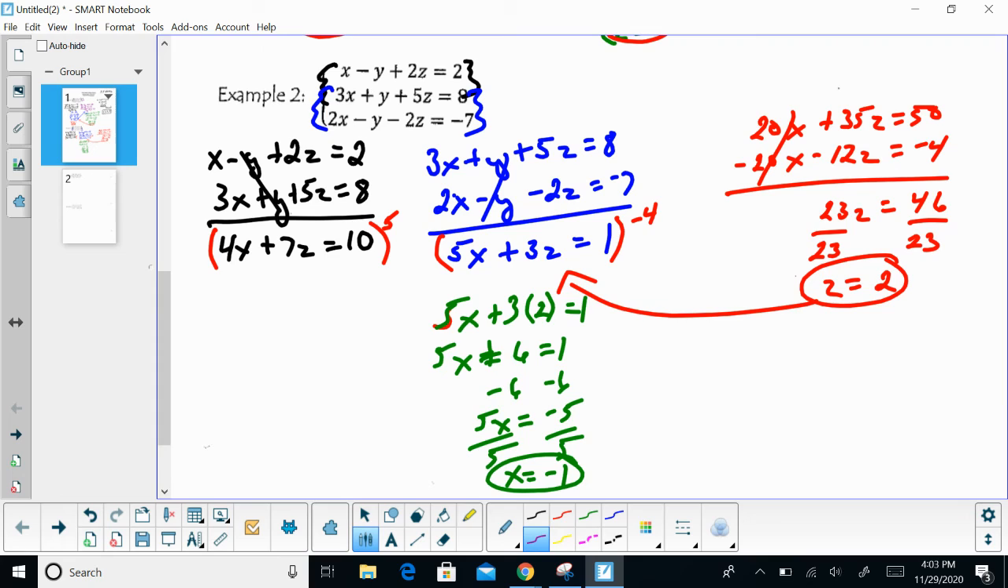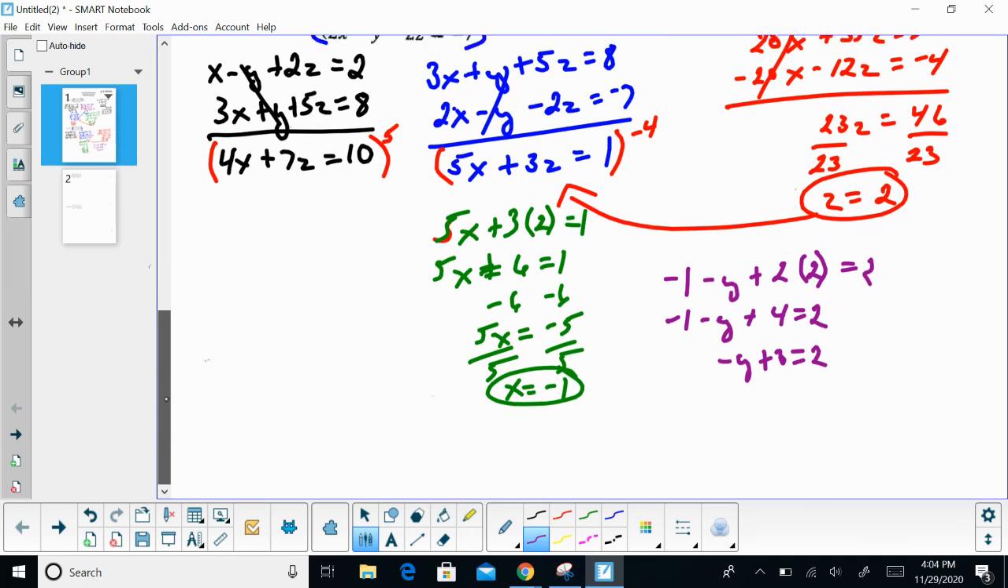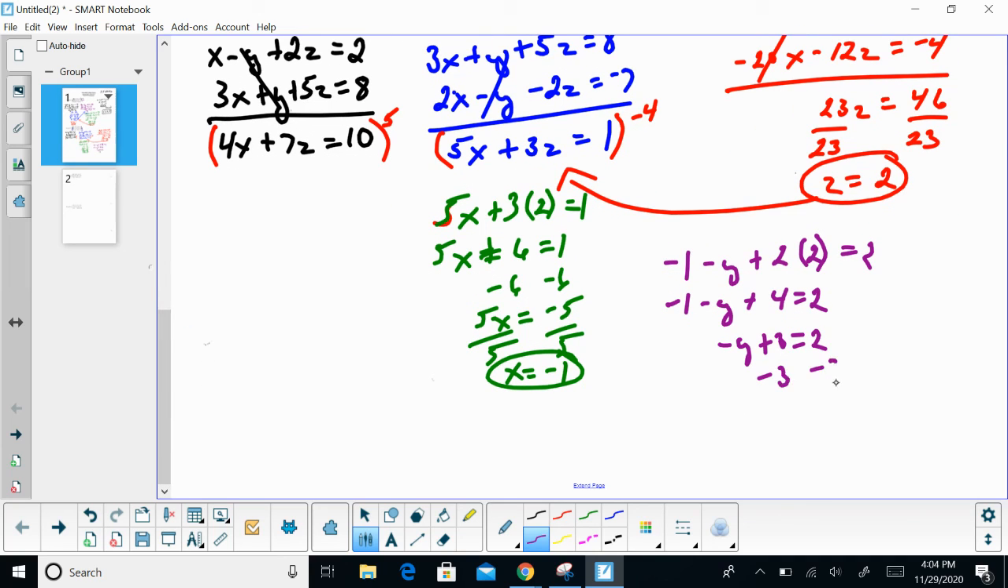Let's see, I will plug it into, let's do the first equation. That looks like it has the smallest coefficient. So instead of x, I'm going to go with -1 minus y plus 2 times 2 for z equals 2. -1 minus y plus 4 equals 2. -1 plus 4 would be 3, so -y plus 3 equals 2. Minus 3, -y equals 2 minus 3 is -1.